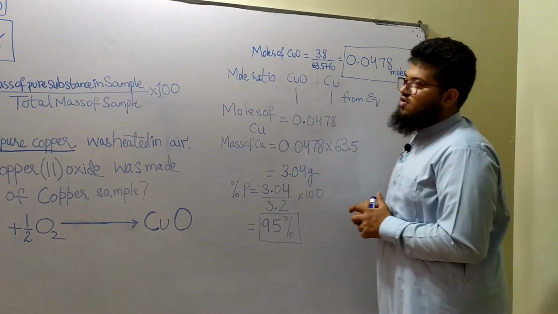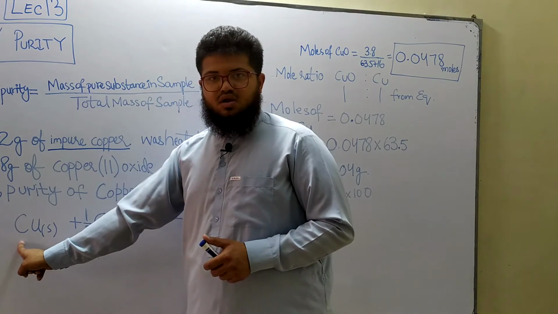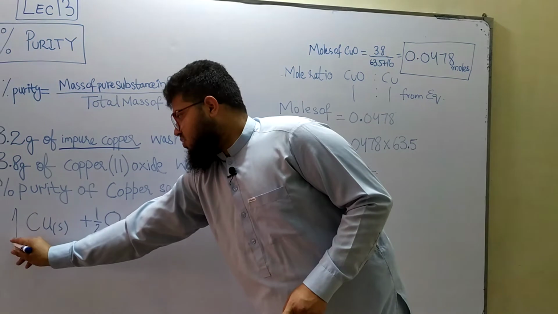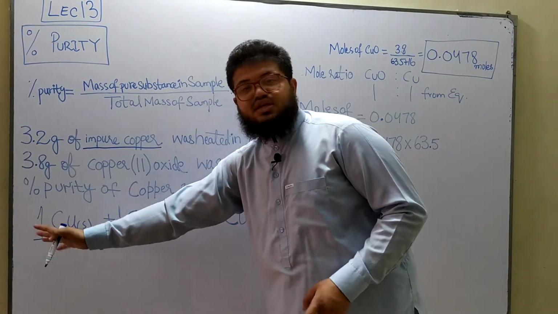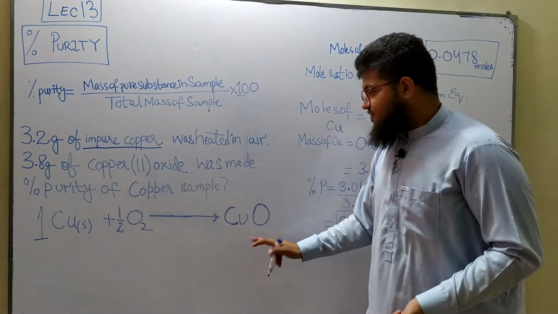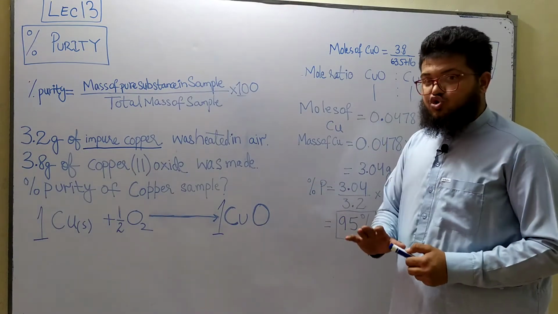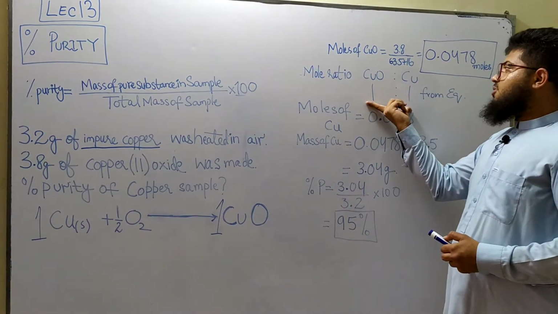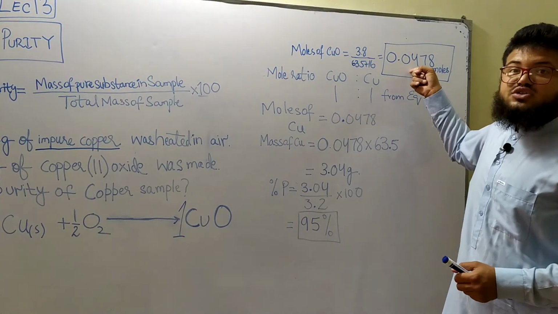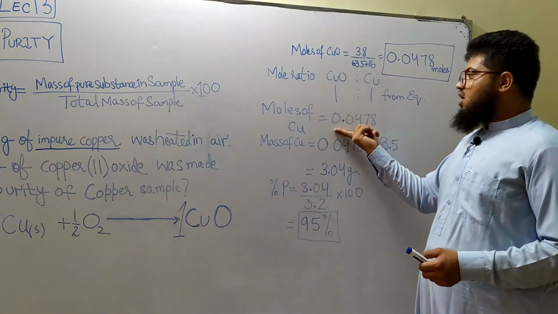Now once you have the moles of copper oxide, you can use it to calculate the moles of copper, using the mole ratio. If you look at this equation, 1 mole of copper, see there's just 1 written over here, there's nothing else written. Nothing written means there's a 1. 1 mole of copper produces 1 mole of copper oxide. That means the mole ratio is 1:1. So the mole ratio of copper oxide to copper is 1:1. So this means the moles of copper oxide which are produced are the same as the moles of copper that reacted. So the moles of copper are also the same.